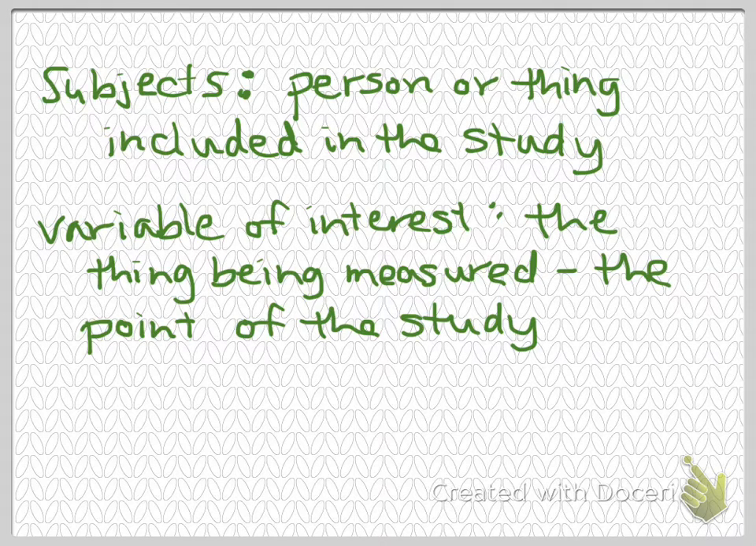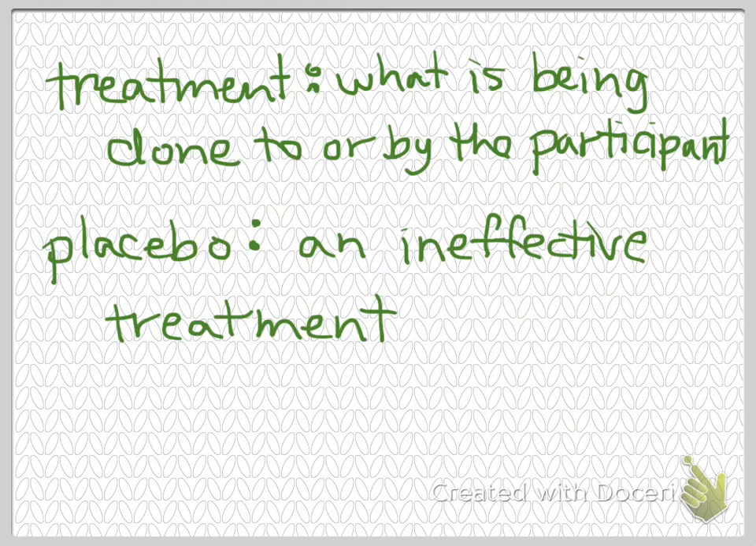A variable of interest is a thing being measured. It's the whole point of the study. And we mentioned that earlier. That's also in the center of our Venn diagram. Treatments. This is from the experimental study side of our diagram.